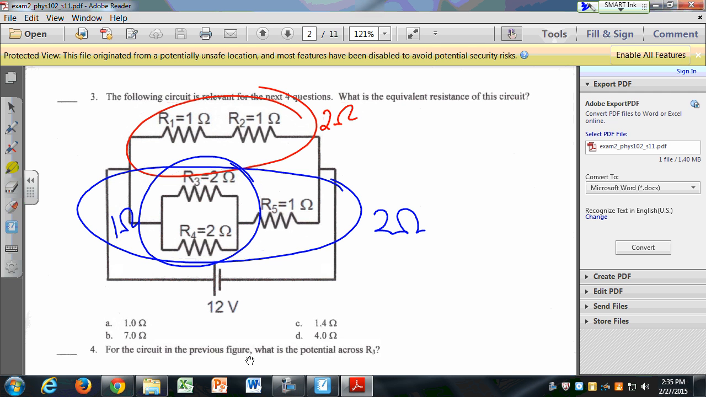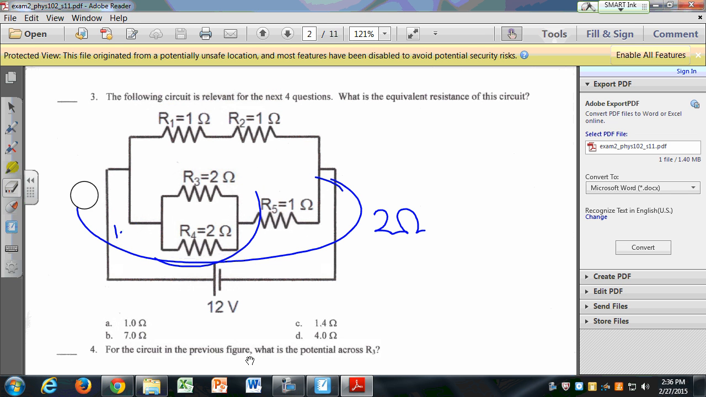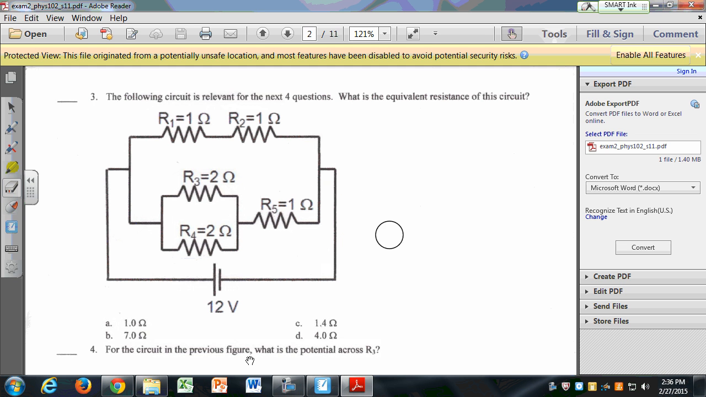And then what is the potential across R3? Erase all this. You'll start thinking about it. Voltage, right? Potential is just another way of saying voltage. I want to know what is the potential across R3. You think about it for just a second.